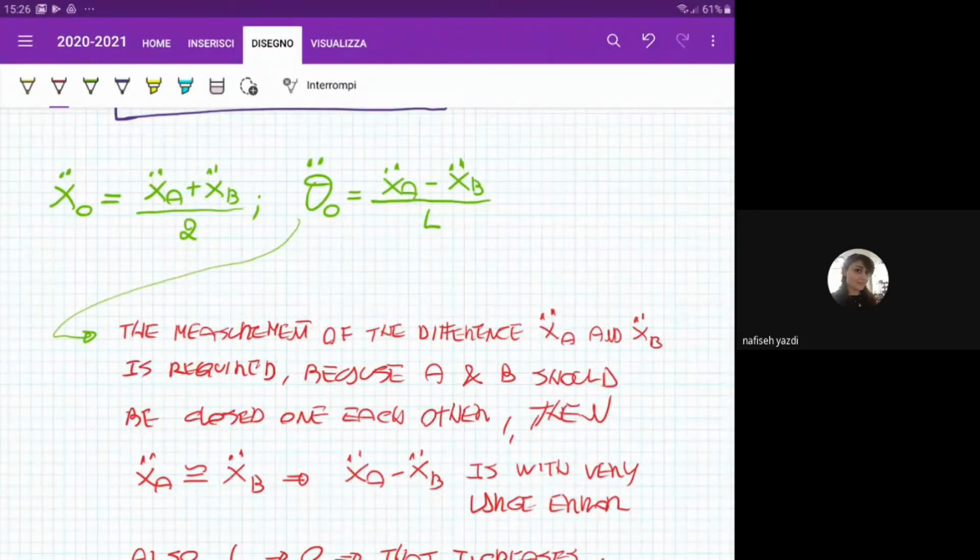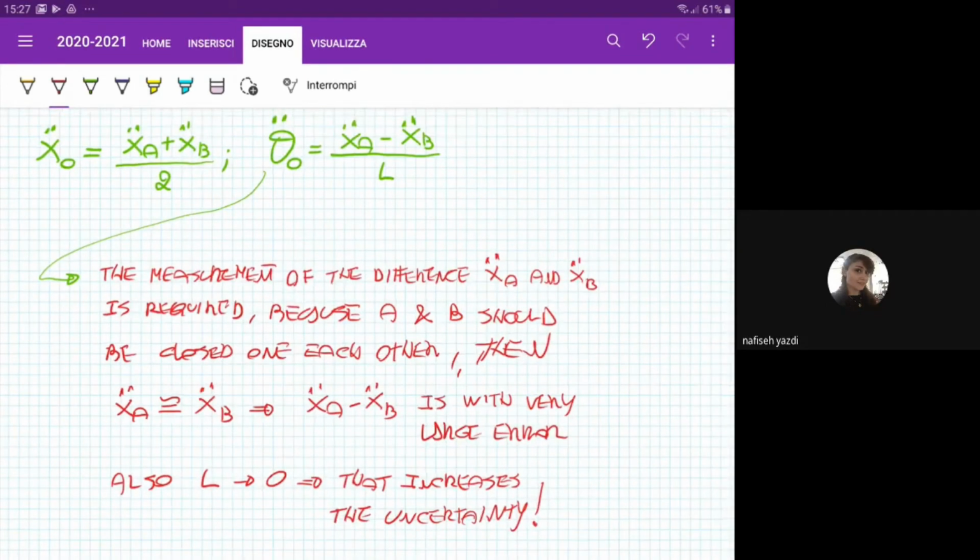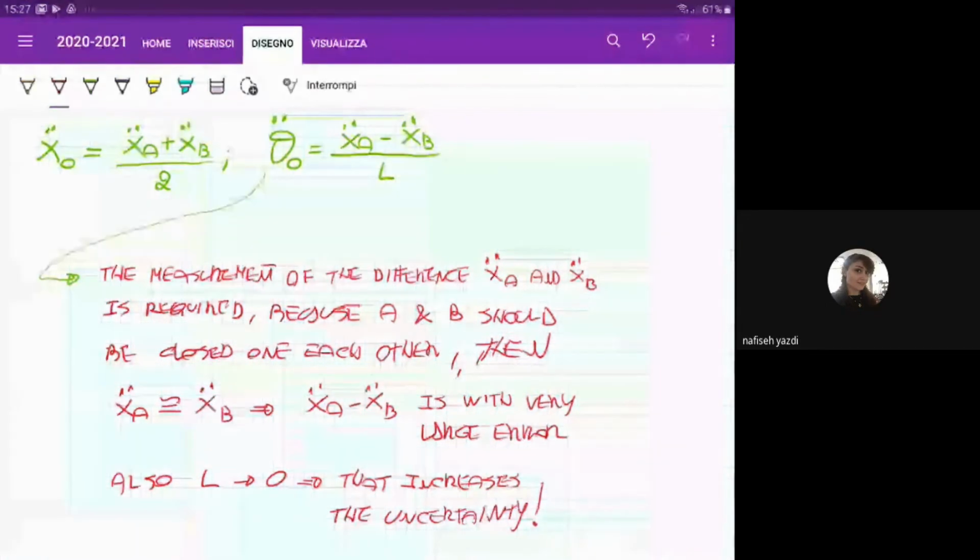The acceleration is practically the same. Taking the difference, we get error because we have two practically the same quantities. Moreover, you amplify this error because the denominator L is also going to 0, and therefore you amplify everything. That's the reason why there is still room for new technology in measuring the rotational acceleration.